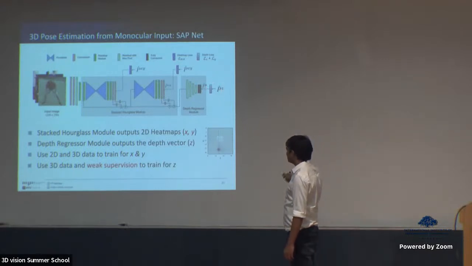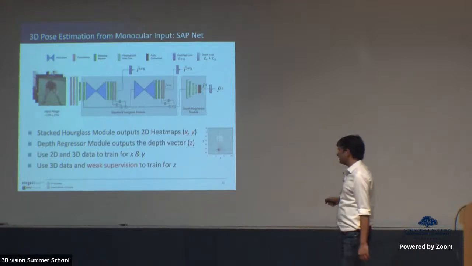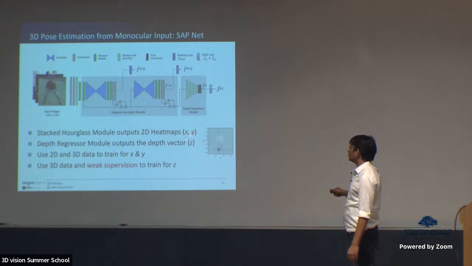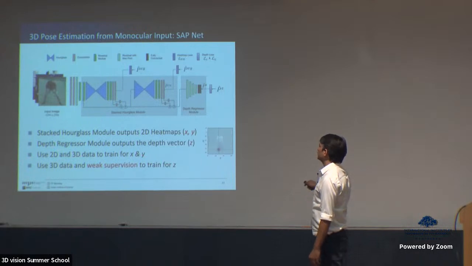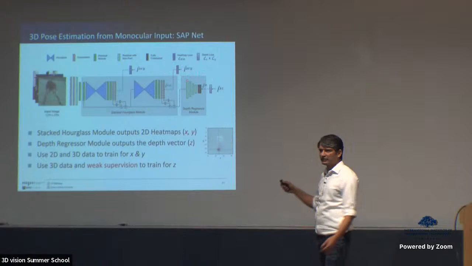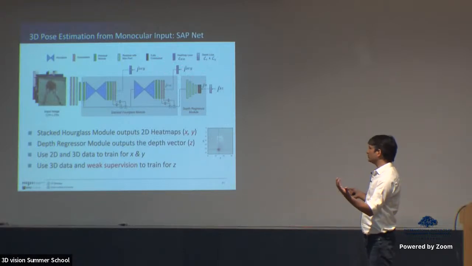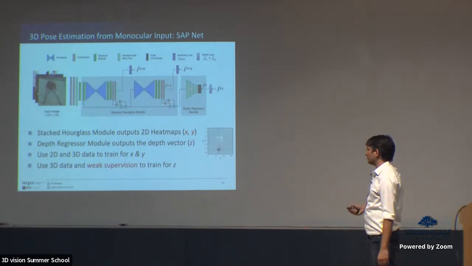So this depth regressor, in addition to the X and Y, regresses the depth value for all joints, right? So you have a number of heat maps equal to the number of joints, and for each joint, you also have a Z prediction, and this Z is a single number. It's just a regression. We train with 2D and 3D data for X and Y. So the X and Y is fully supervised, right? You have ground truth joint positions, which is easy to annotate. You backpropagate from it, and you can easily learn these heat maps.